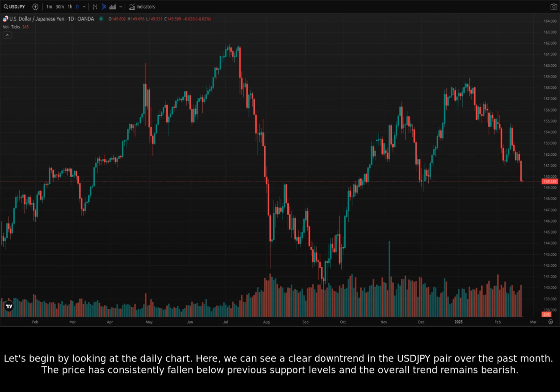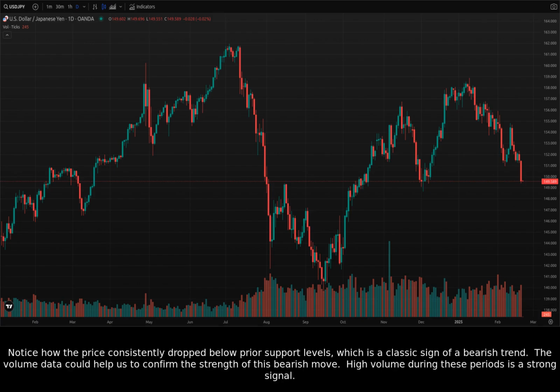Let's begin by looking at the daily chart. Here, we can see a clear downtrend in the USDJPY pair over the past month. The price has consistently fallen below previous support levels, and the overall trend remains bearish. Notice how the price consistently dropped below prior support levels, which is a classic sign of a bearish trend. The volume data could help us to confirm the strength of this bearish move. High volume during these periods is a strong signal.